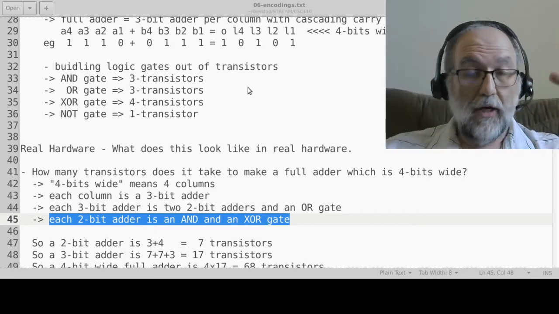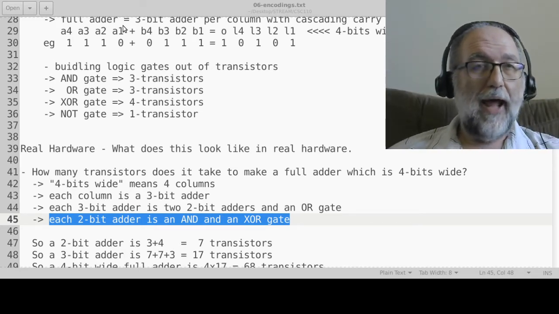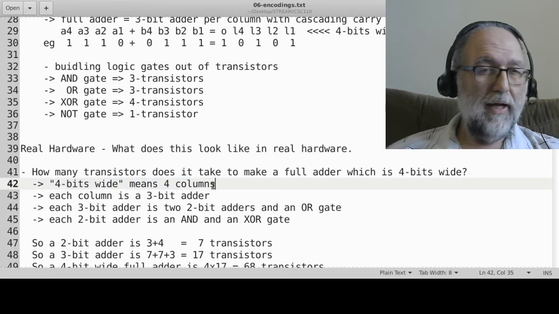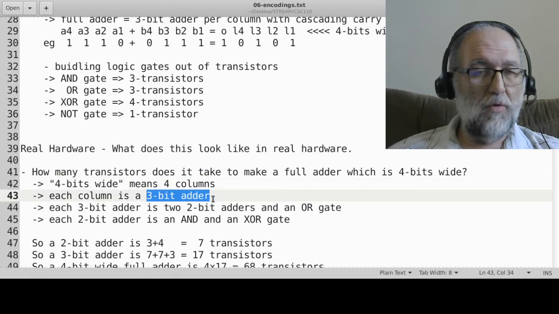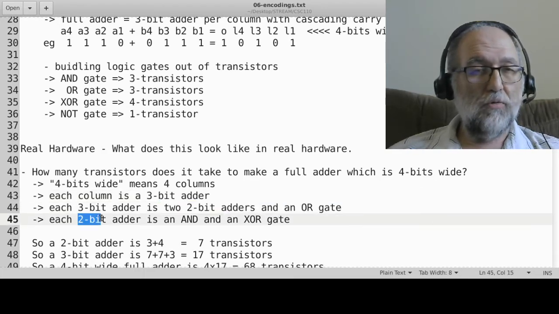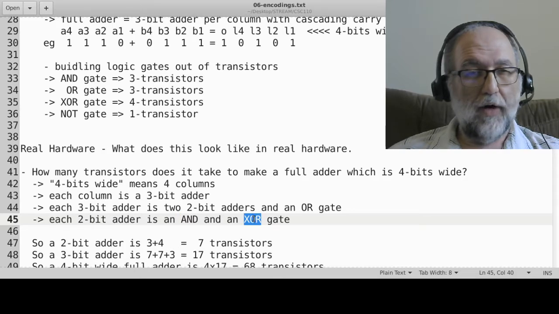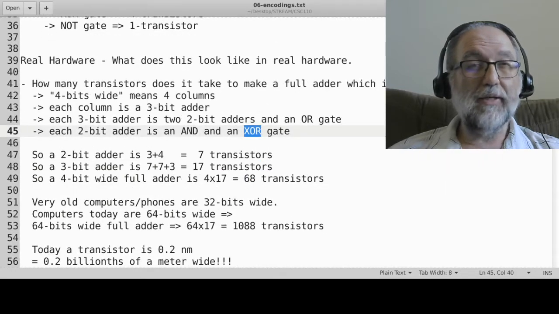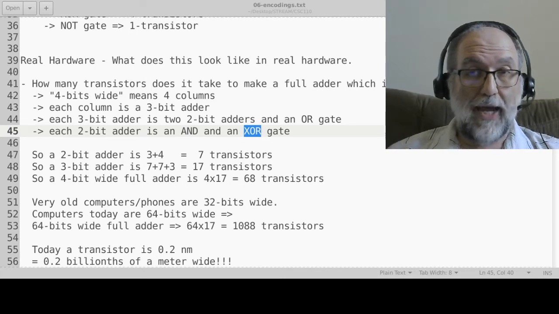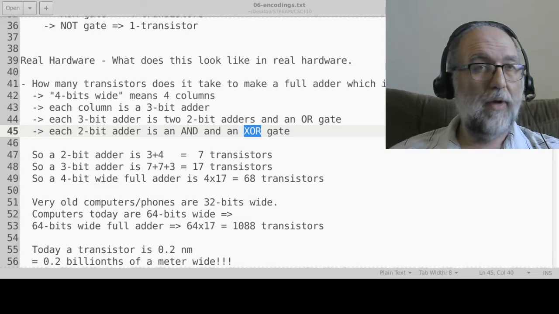So if we zoom in, zoom in, zoom in. At the biggest level, we have the full adder, 4 bits wide. Then each column is a 3-bit adder, each 3-bit adder is two 2-bit adders and an OR gate, and each 2-bit adder is an AND and an exclusive OR gate. And the reason I broke it down that way is because now we can estimate how many transistors it takes to make a 4-bit wide full adder.